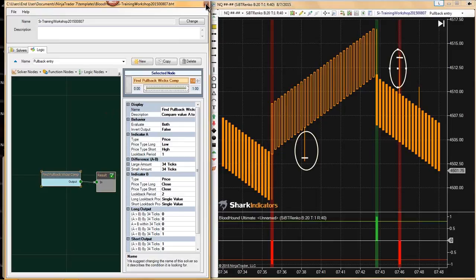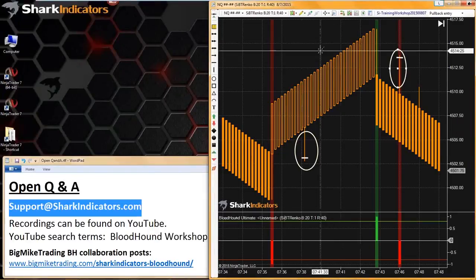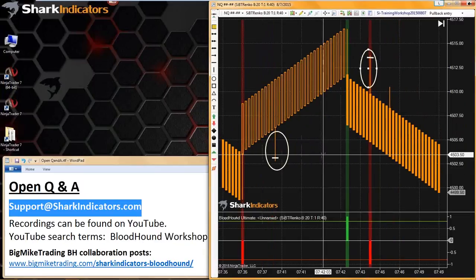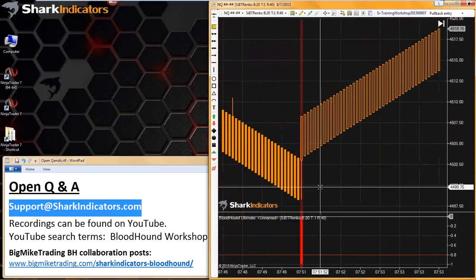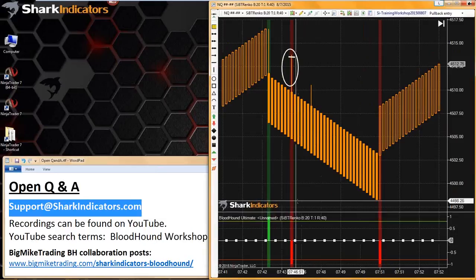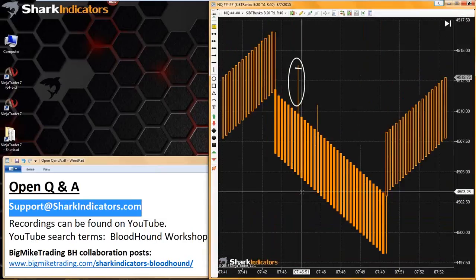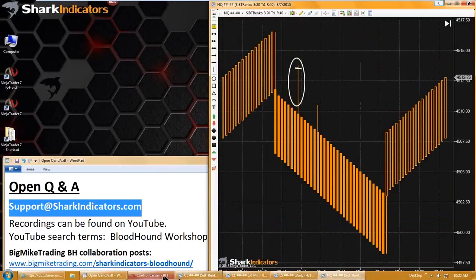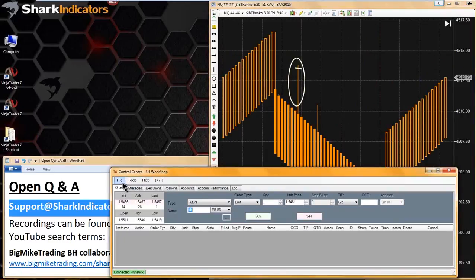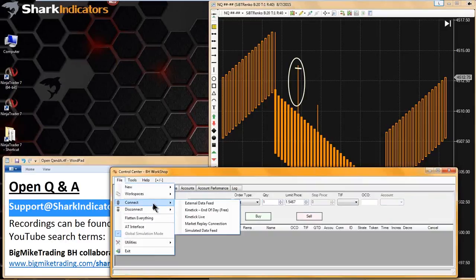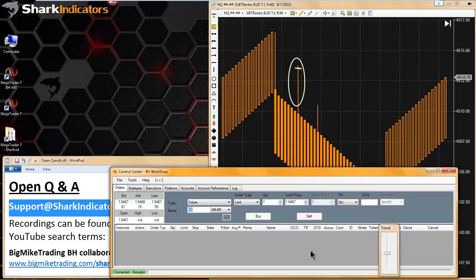So I'm just going to close this out, and I'm going to take BloodHound off of this chart, and let me change data feeds first. So we'll disconnect from Kinetic. You do have to disconnect from all your other data feeds to use Ninja's simulated data feed. So we'll connect that up there. And I'll pull this out of the way.